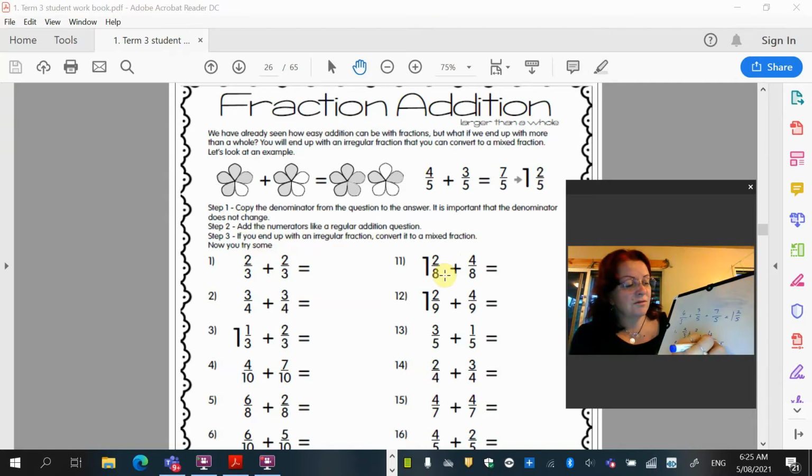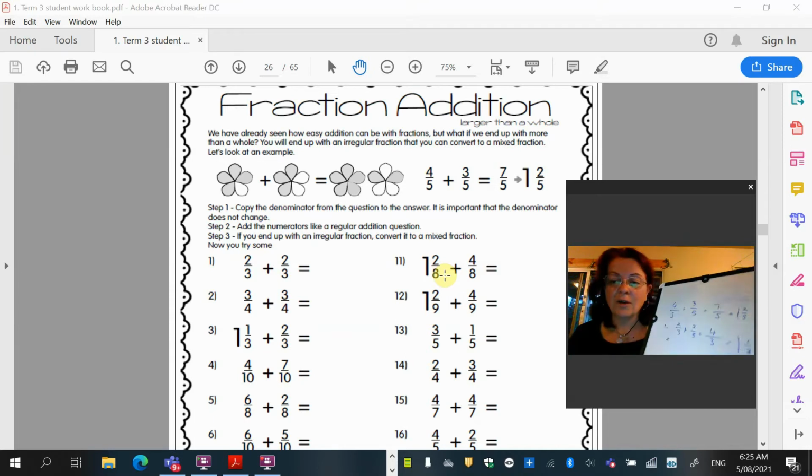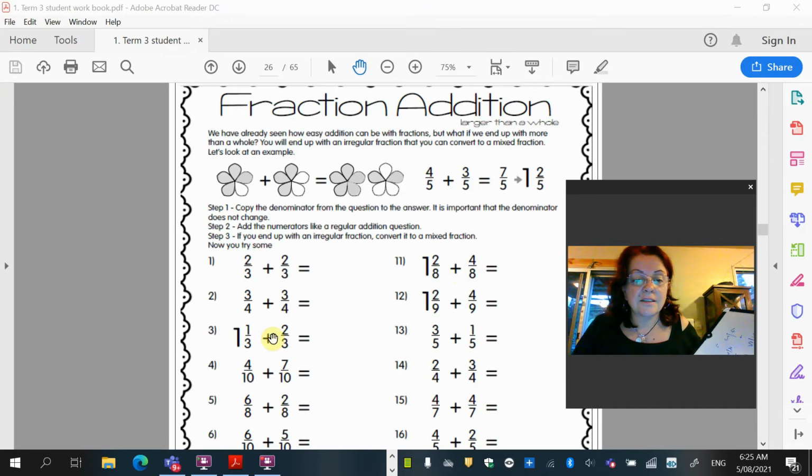Okay, so 3 into 4 is 1, and 1 left over, so 1 and 1/3. 1 and 1/3. Okay, and that's the same with all of those.